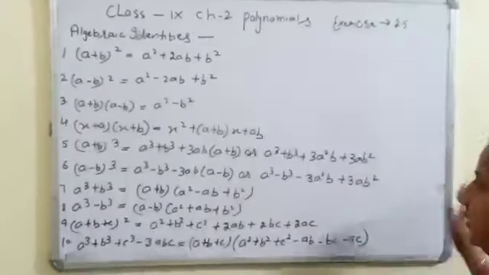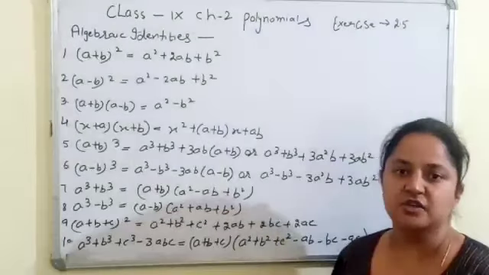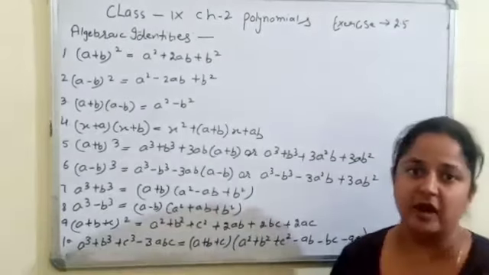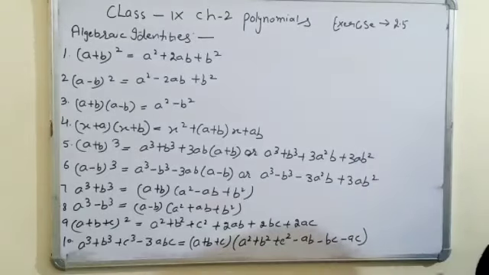Now these are the identities. With the help of these identities, we will solve exercise 2.5. You just have to keep these identities in your mind so that you can very easily solve the exercise. So let's start with the first question.